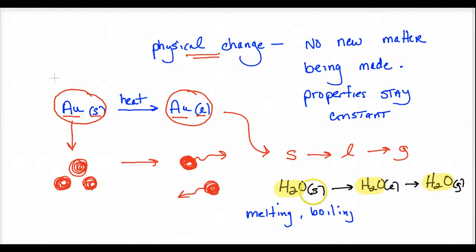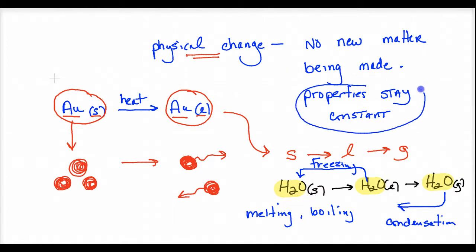Now, melting, of course, is a solid going to a liquid. Boiling is a liquid going to a gas. But what if we go the other way? What if we come back from a gas to a liquid? Well, if you remember, that's condensation. That is a phase change. That's physical. And when we go from a liquid to a solid, we know that's freezing. These are all physical changes because guess what? The properties are staying constant. Okay? And that's how we do this.